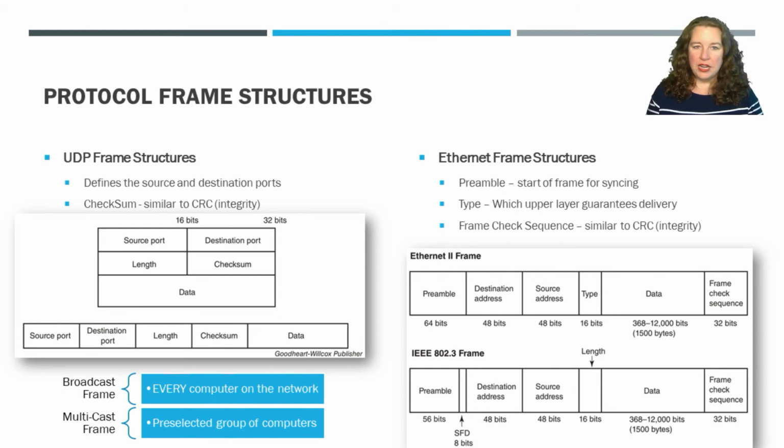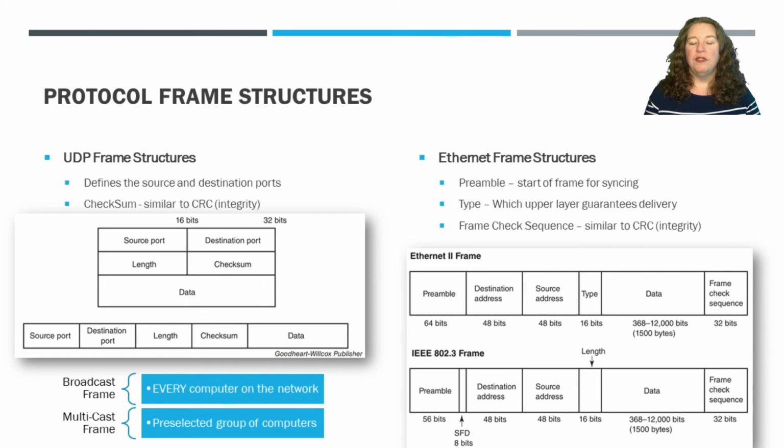There are two different frames that are also introduced at this point. One is called a broadcast frame. A broadcast frame is being sent to every computer on the network. So I'm on a network, there are 10 computers on it, and my broadcast frame is going to tell the frame structure, I'm sending this to everybody.